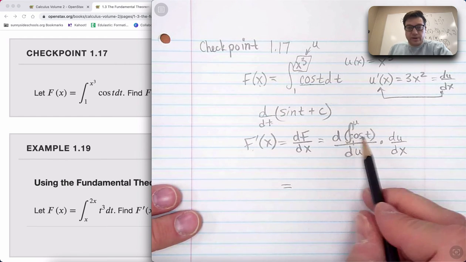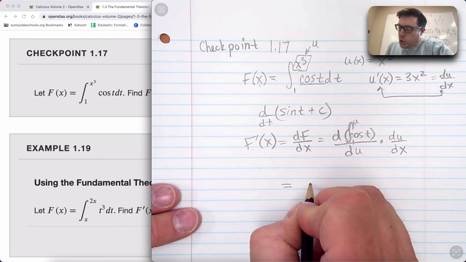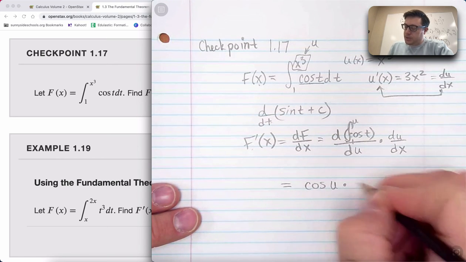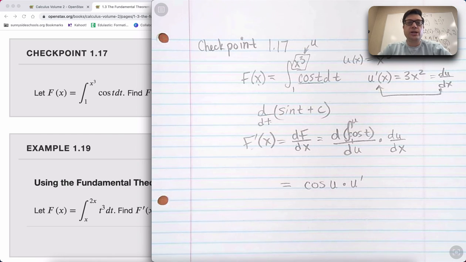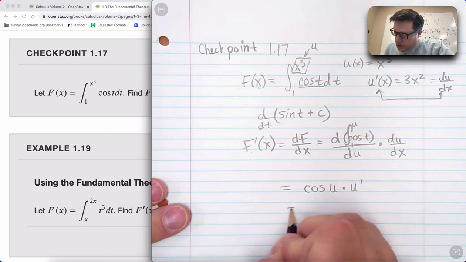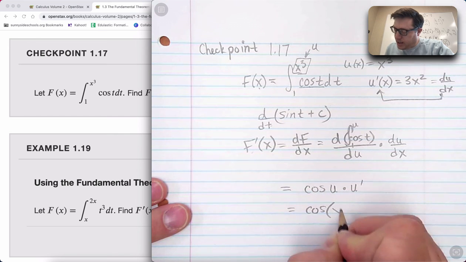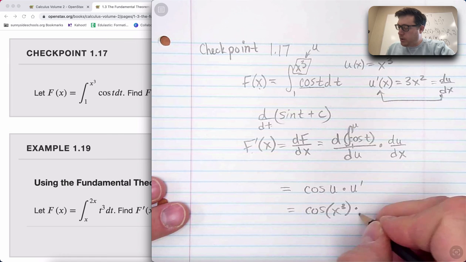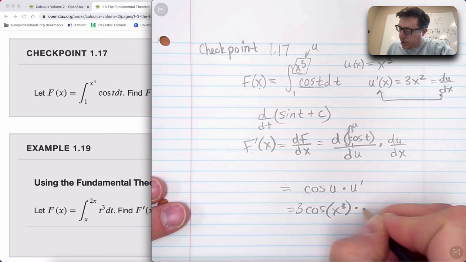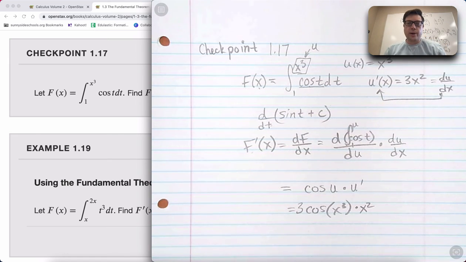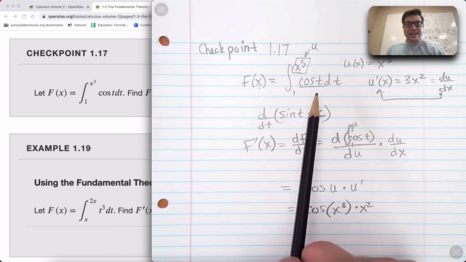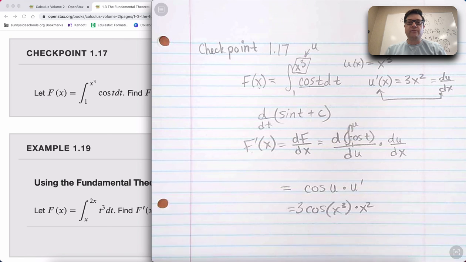Now that means the derivative of the antiderivative, we get cosine of u times u prime. Let's put in the things that we know. We know that u is supposed to be x to the third, so cosine of x to the third. And then u prime is supposed to be 3x squared. Maybe move the 3 to the front and put the x squared along the way. There you have it. The chain rule in action in finding the derivative of the antiderivative.